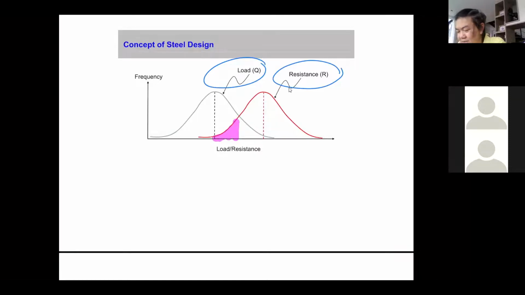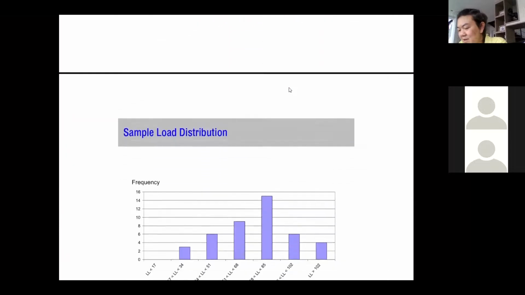This is where the resistance is lower than the load. See? So we try to avoid that. And generally, this is the normal distribution by Bernoulli. You plot all your stuff going on. So I'm not going to go much into detail of that.